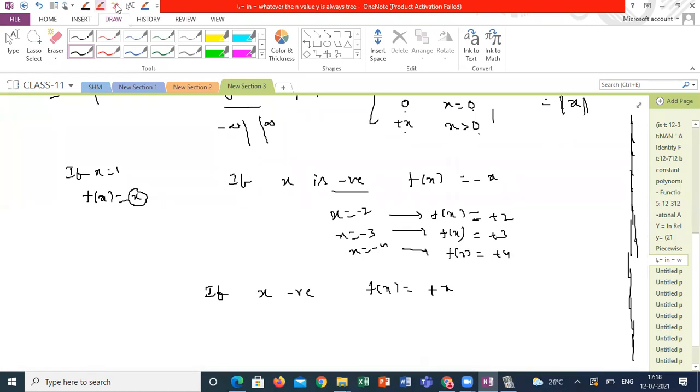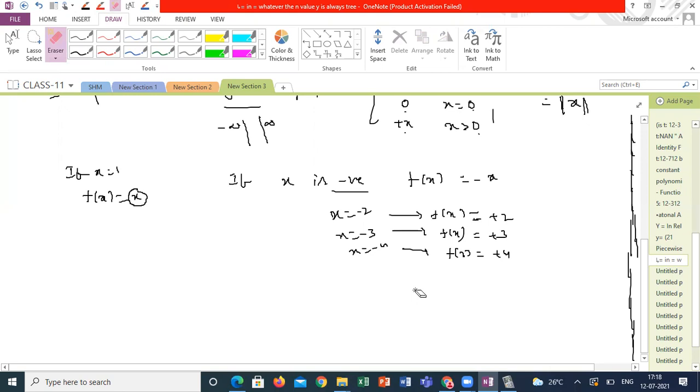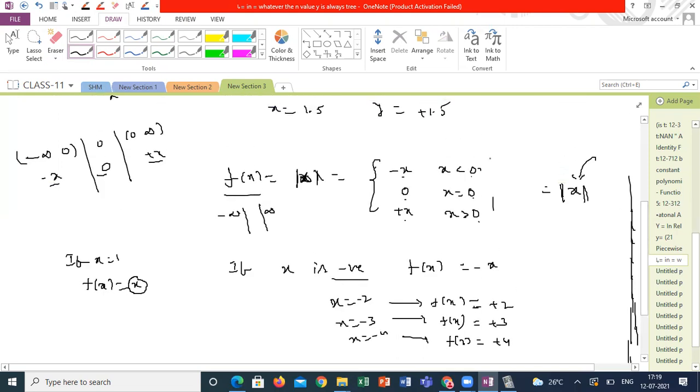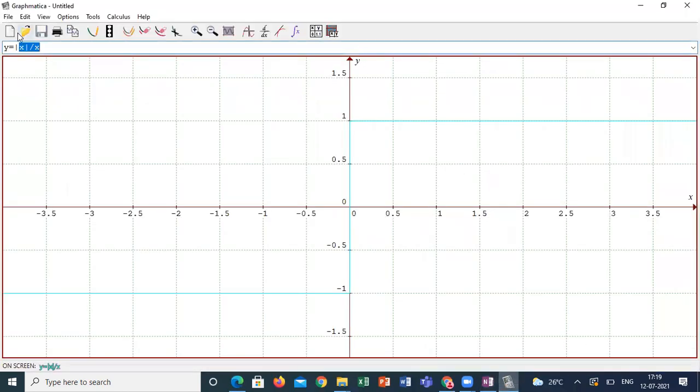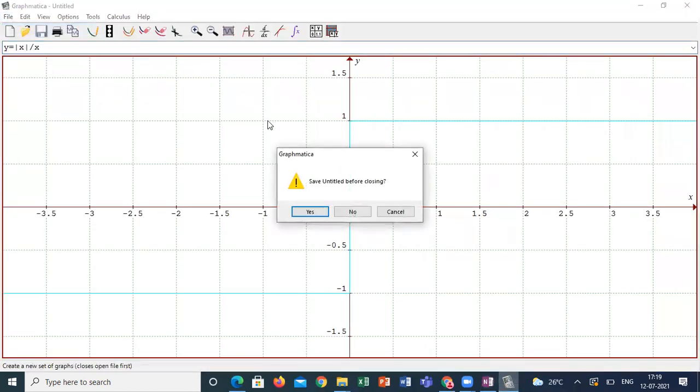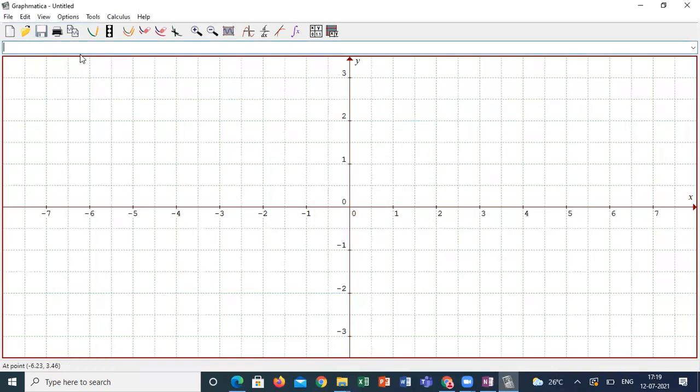So, if x is negative, minus x. If x is positive, plus x. If x is 0, f of x is also 0. So, it is behaving as a linear function, a constant function, again a linear function. So, if I am taking a graph for the modulus function, this is a graph of the modulus function.